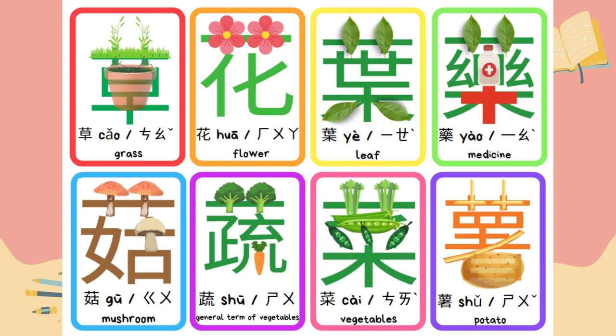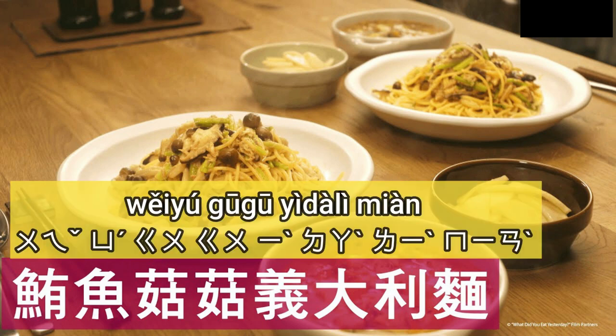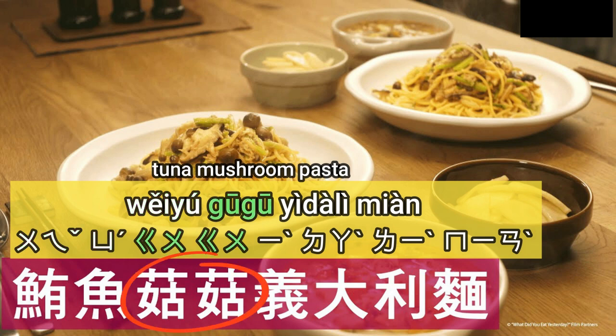in the attachment file. For the first picture, you can see 鲔鱼咕咕意大利面. That means the tuna mushroom pasta. Tuna, 鲔鱼咕咕. Gu is the mushroom, right? To say 咕咕 is just to make it cuter, and you can see this a lot on the name of the dish, right? And 意大利面, you guys know, is pasta, right?